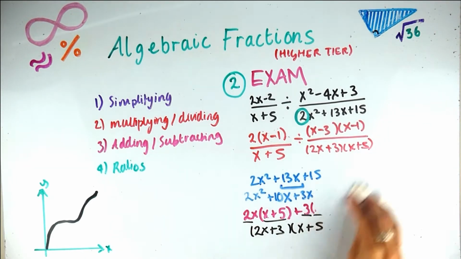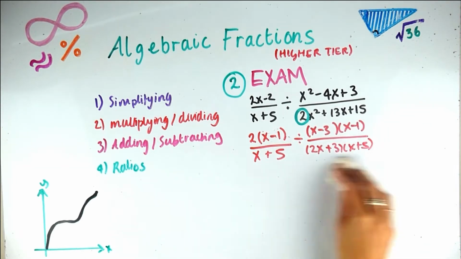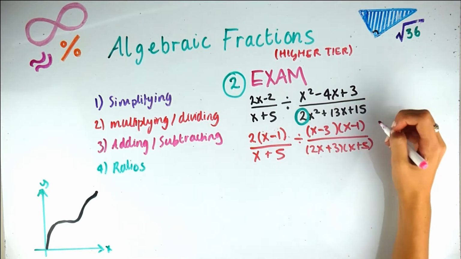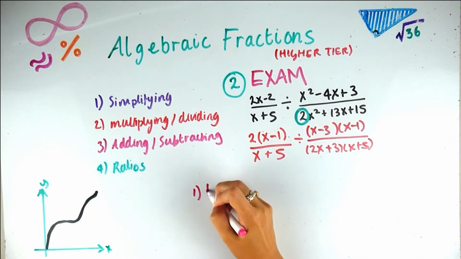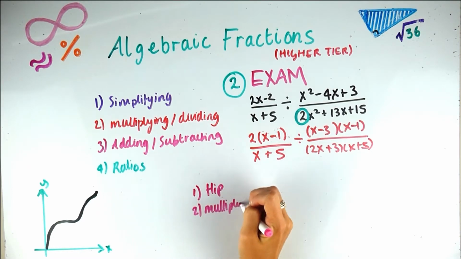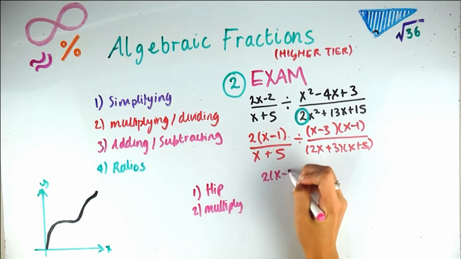Okay, so first step, we factorised all our quadratics. Now we want to deal with the division. So just like normal fractions, we're going to flip the last one and then multiply. Okay, so we leave the first one as it is.